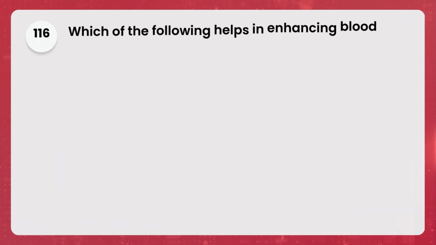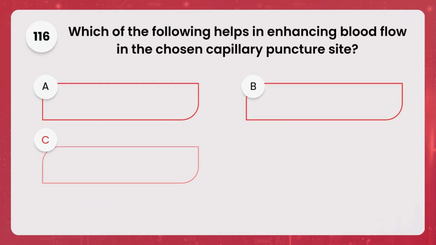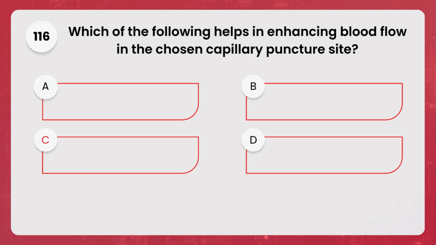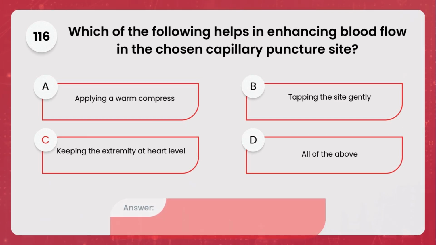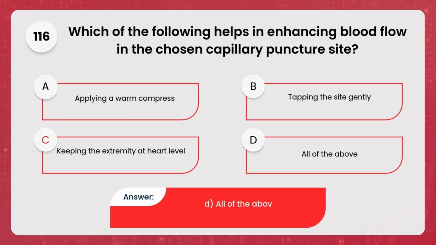Number 116. Which of the following helps in enhancing blood flow in the chosen capillary puncture site? A. Applying a warm compress. B. Tapping the site gently. C. Keeping the extremity at heart level. And D. All of the above. The answer is D. Applying a warm compress, tapping the site gently, and keeping the extremity at heart level.